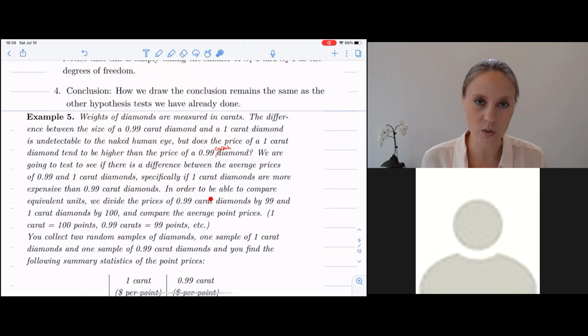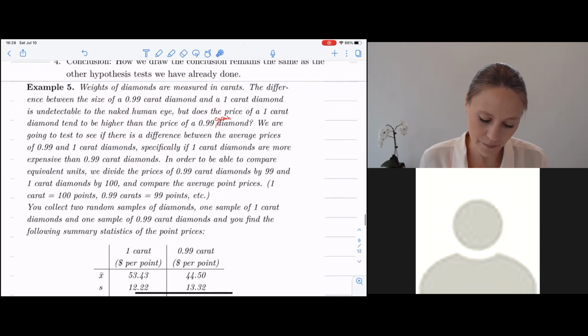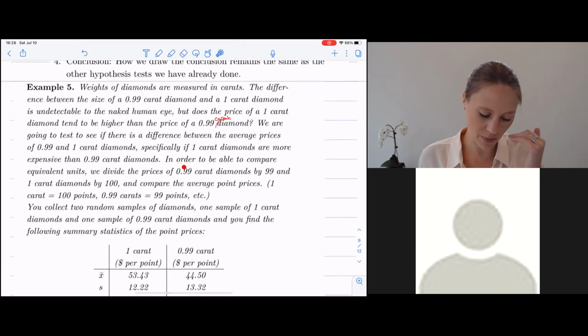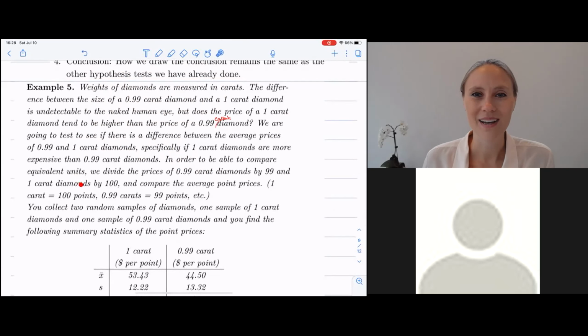Here's where it gets a little bit dicey, and sometimes we have to do stuff like this, so it's good to introduce it and have seen it. In order to be able to compare equivalent units, that's important. If the mean is measured in different units, then we can't do those comparisons. And so to convert to equivalent units, we divide the prices of 0.99 carat diamonds by 99 and 1 carat diamonds by 100, and then we compare those average point prices. So 1 carat has 100 points and 0.99 carats has 99 points.